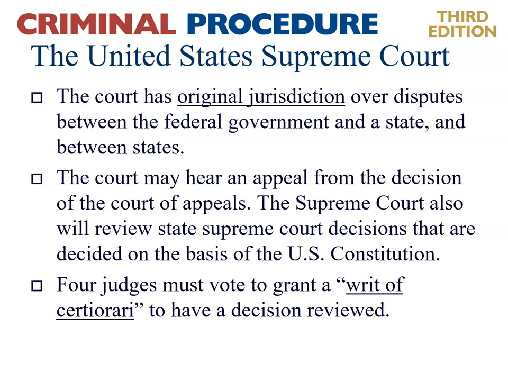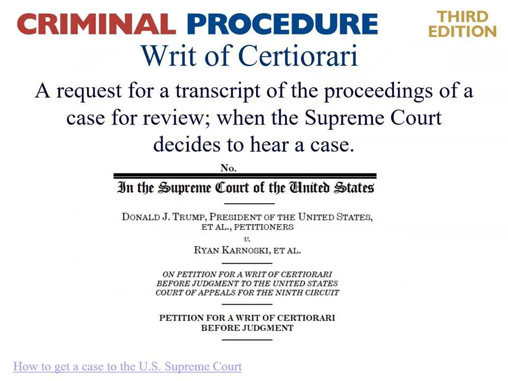Now, for judges to hear a case, 4 judges must vote to grant what we call a writ of certiorari. And it's hard to say, and it's harder to spell. And it means to have a decision reviewed. So when these cases come up, 4 of the judges must vote in favor of granting this writ in order for the United States Supreme Court to hear a case.